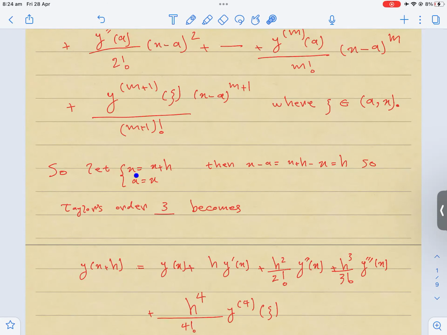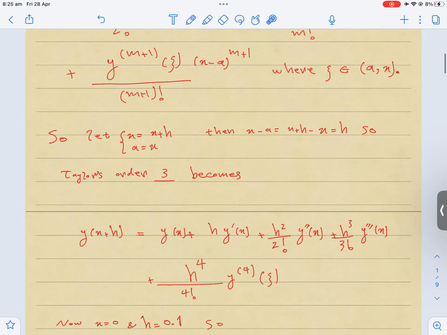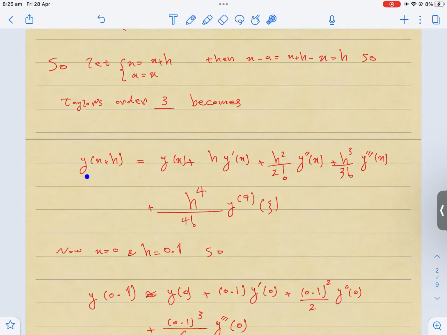So if I replace x by x plus h and assume a is equal to x, then x minus a will be just h. And the Taylor order 3 becomes like this: y of x plus h equals y of x plus h times y prime of x, and so on until the fourth term. So this is order 3. The last term is related to the local truncation.